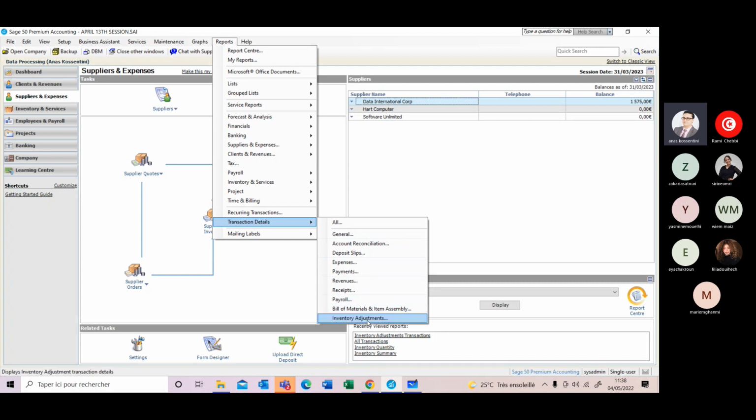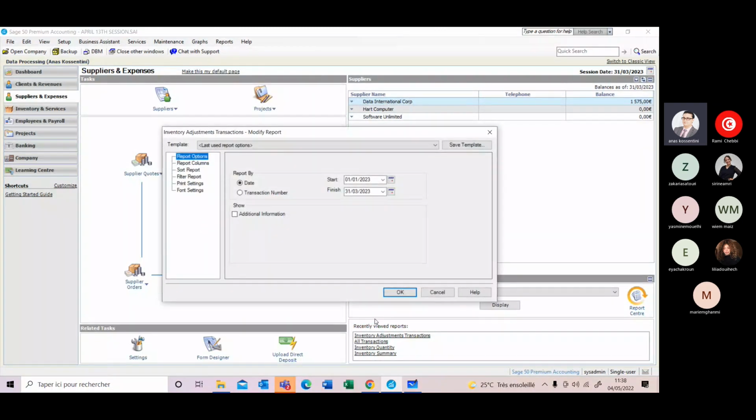Or you can find what? Inventory adjustments, right? Click on it, inventory adjustment, and you select the period on which you would like to see the inventory adjustment that you did during that period. So you see, for example, the starting is January 1st, 2023, finish March 31st, but you can of course select the date that you have. Of course, it is based on the session date. This is the maximum. And you click on OK, so you can show everything.